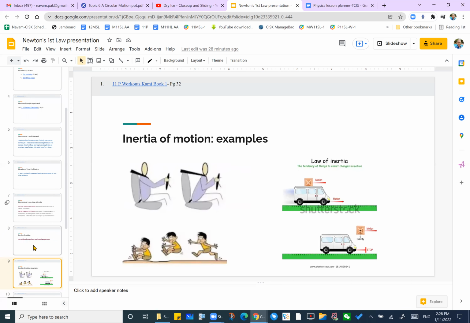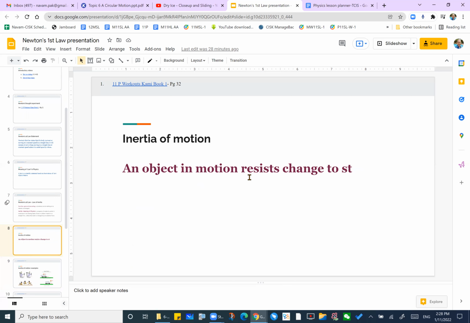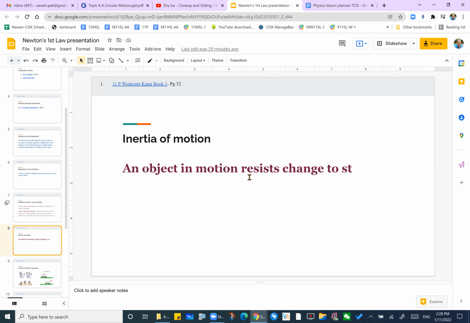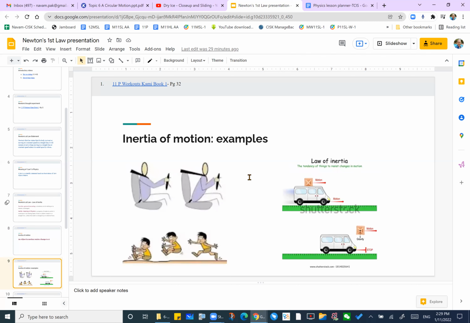Now, inertia of motion. Okay, so let's look for that. Inertia has a general meaning in physics, but you can split it into two parts. Inertia of motion: an object in motion resists change in its motion. Let's look at some examples for this.